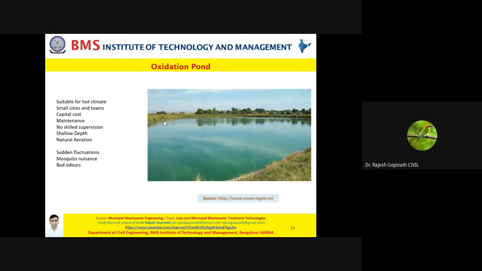Now, obviously, when it comes to your size, it's far smaller than your lagoons. What we need to understand is that an oxidation pond is essentially a natural system. It is shallow in depth, obviously, because we want it to remain aerobic. There is zero maintenance, and there is no need for any skilled supervision. The capital cost is only 20 to 30% of the conventional plants.